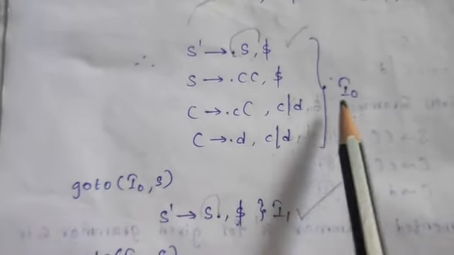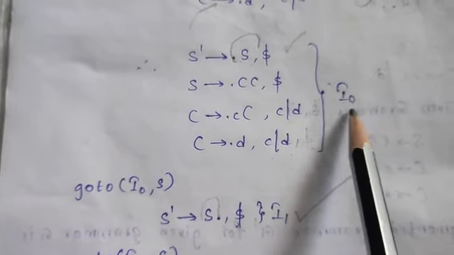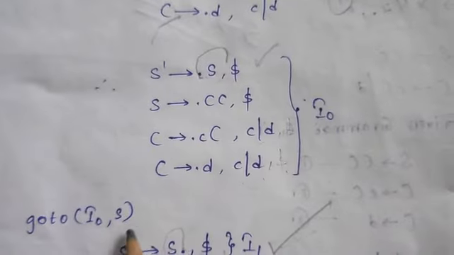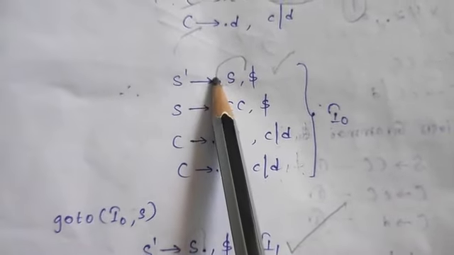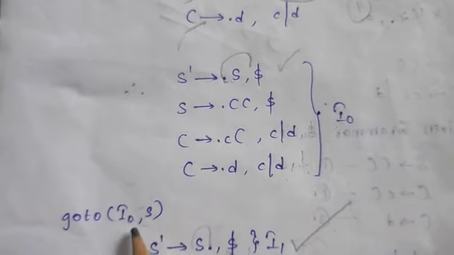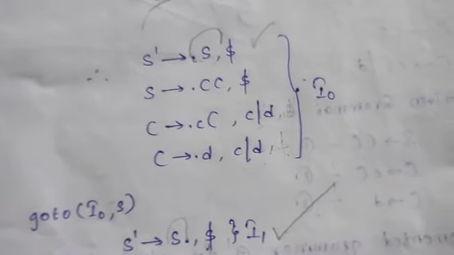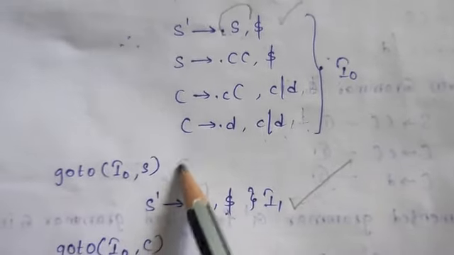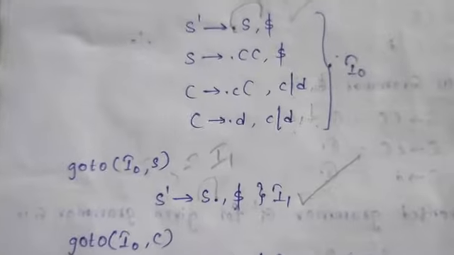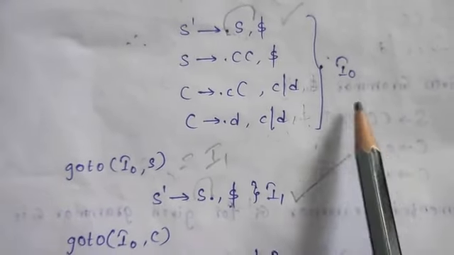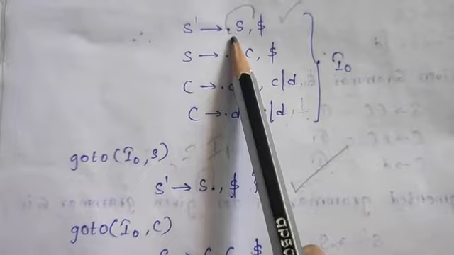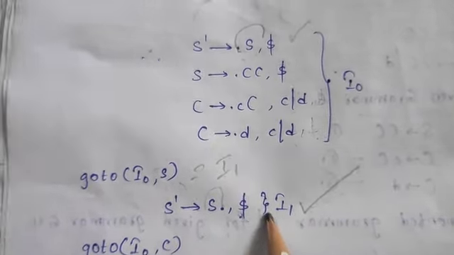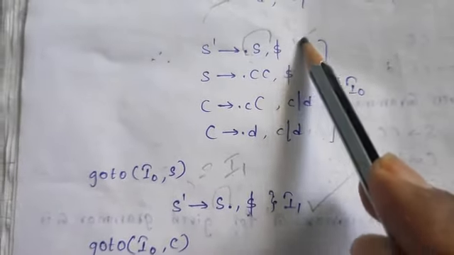Here the dot is moving by I0 state. In I0 state the dot is moving by capital S. For that reason, go to I0 comma capital S, so it can be indicated by I1 state. Okay, so go to I0. In I0 the dot moving by capital S should be indicated by a new production, that is called I1. Like that the first one is completed.